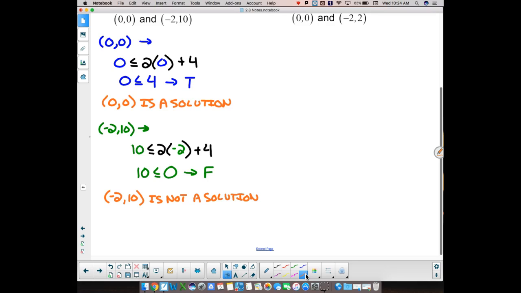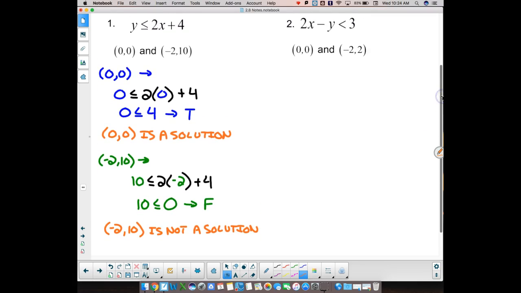True is good, false is bad. Okay? True means it works, false means it doesn't. What I'd like you to do now is test both points in number 2.